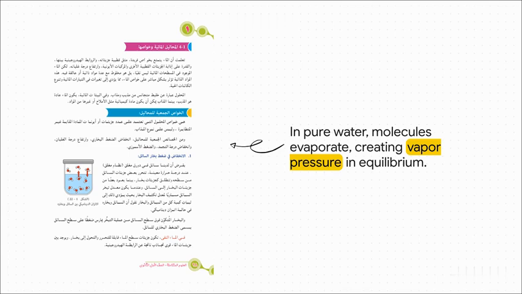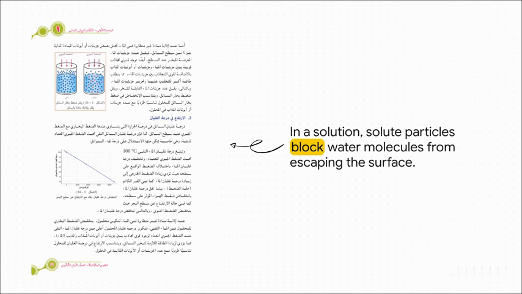It's this constant cycle. Some molecules are escaping, while others are returning to the liquid. Now watch what happens when we add our solute particles. Those are the little blue dots here. They mix in and they take up space right there at the surface. They're basically acting like tiny little roadblocks, physically getting in the way of the water molecules that are trying to make that great escape. It's just become a lot harder to get out.